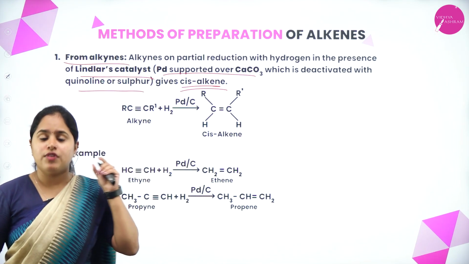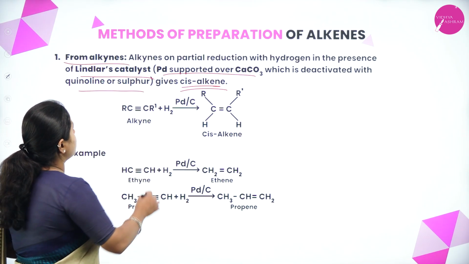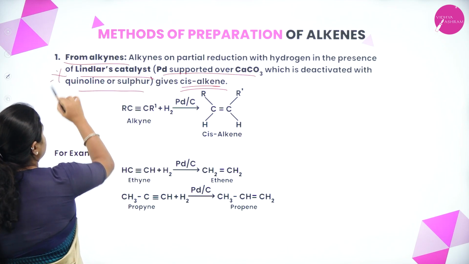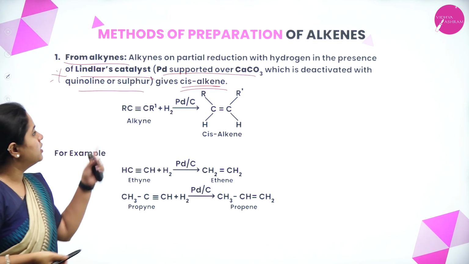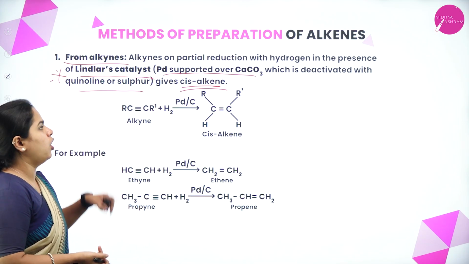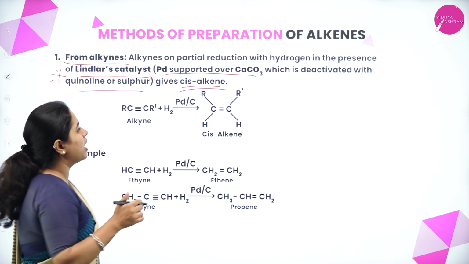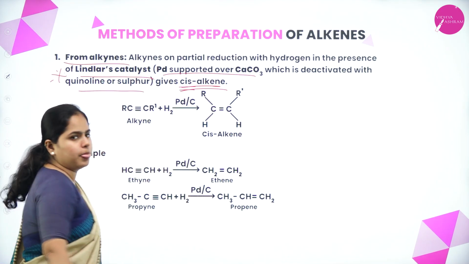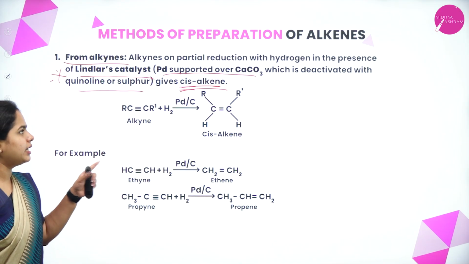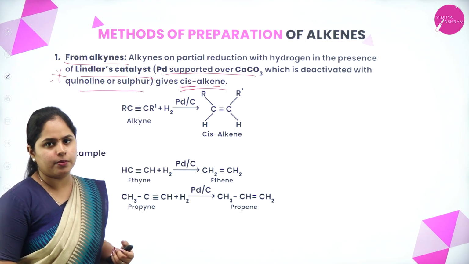So for that, we are adding hydrogen in the presence of Lindlar's catalyst. That is also an important question. What is Lindlar's catalyst? It is palladium supported over calcium carbonate, which is deactivated by quinoline or sulfur, and you obtain an alkene. The important part is that it is a cis alkene. Cis and trans alkenes you have already studied in your organic chemistry chapter.